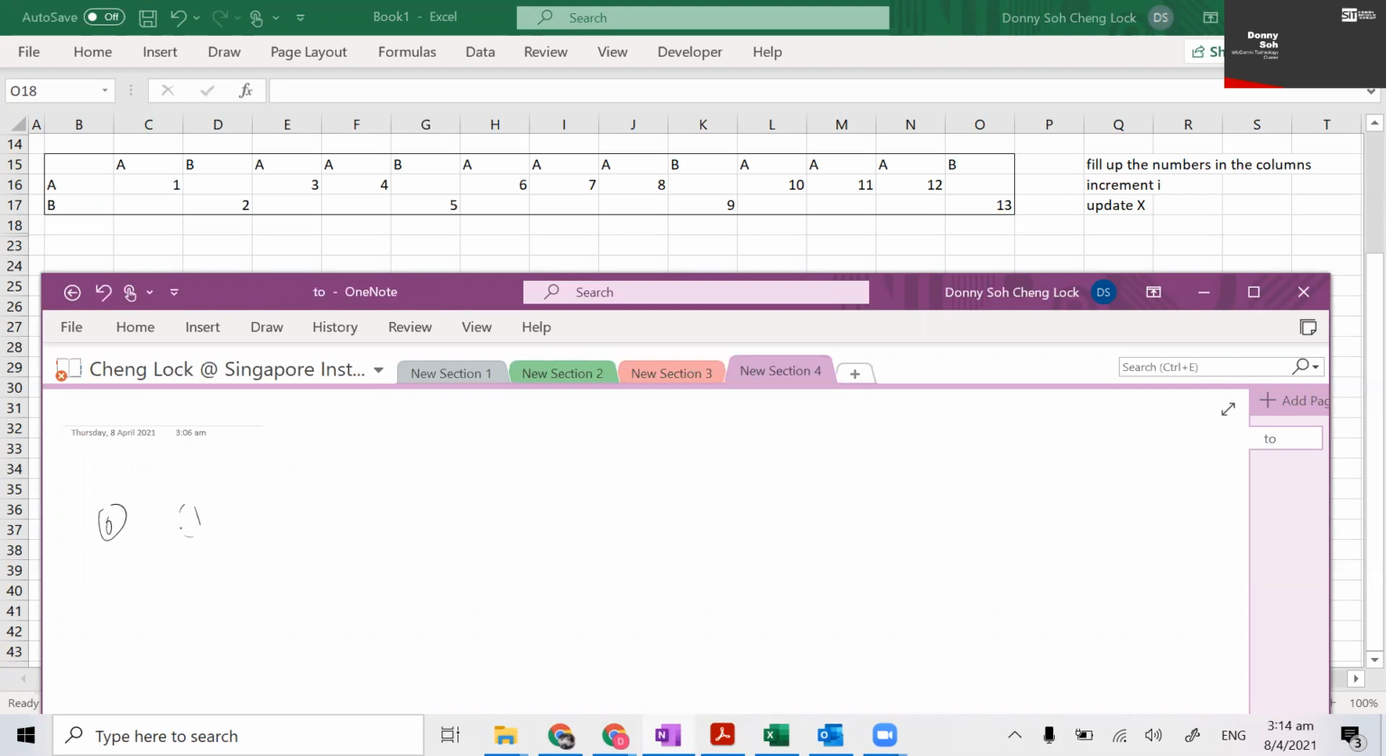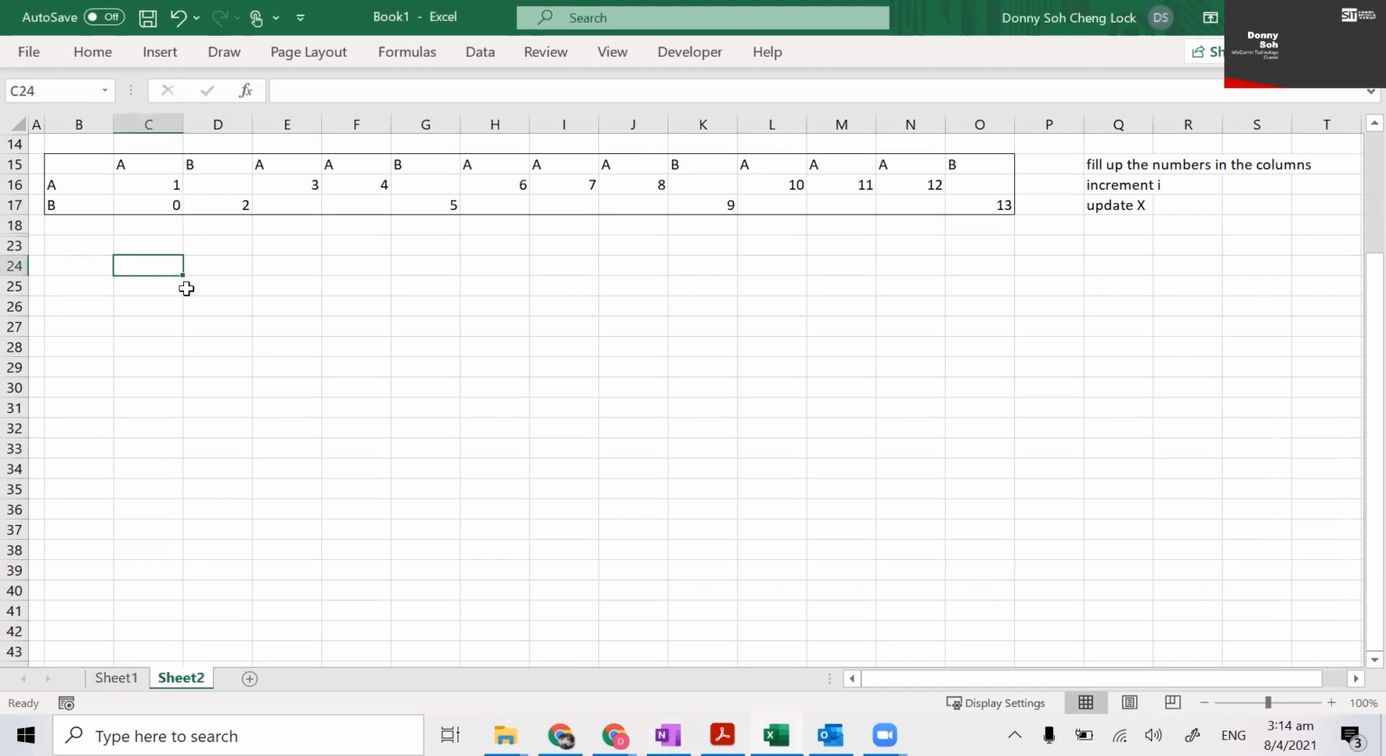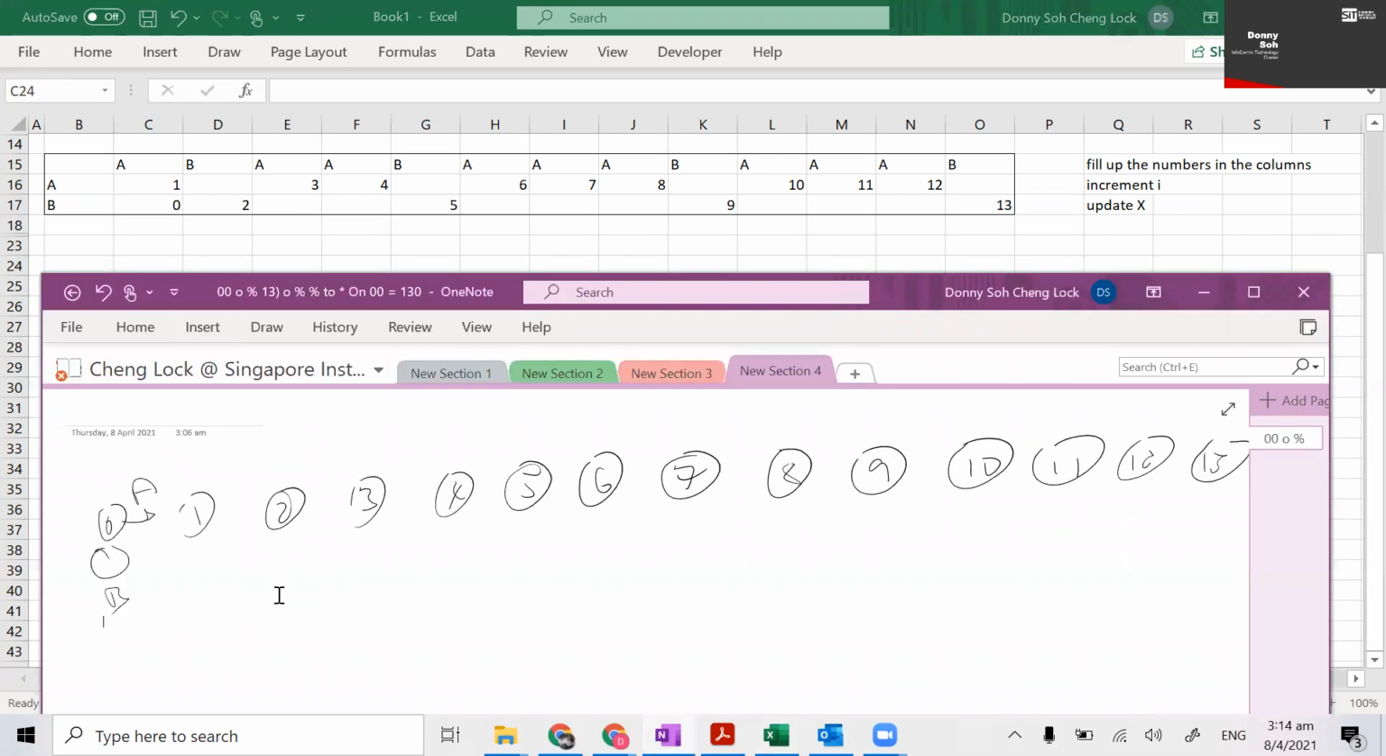So 1, 2, 3, 4, 5, 6, 7, 8, 9, 10, 11, 12, 13. Okay, let's start with the easy one. So from 0 to 1, this is the A, and this is B. I'll try to go a little bit faster since we did this already in the previous 3 sessions.